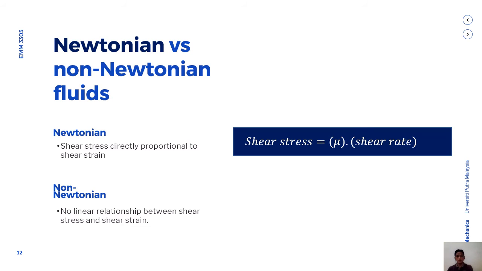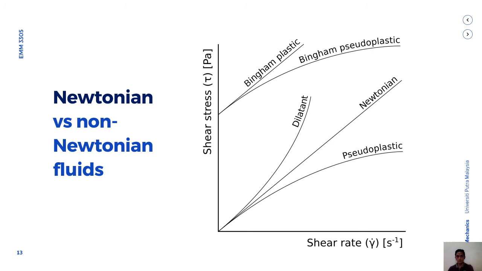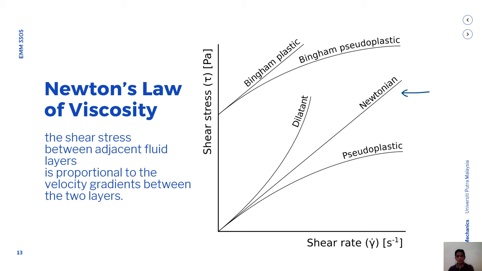A Newtonian fluid is a fluid in which shear stress is directly proportional to shear strain, whereas for a non-Newtonian fluid it is not. There is no linear relationship for a non-Newtonian fluid. Changes in shear stress can either increase or decrease the shear strain. For a Newtonian fluid, its viscosity remains constant regardless of the amount of shear at constant temperature. For example, water, gasoline, and alcohol. This linear relationship between the shear stress and the shear rate is called Newton's law of viscosity. A Newtonian fluid follows this law and gives a straight line on this graph.